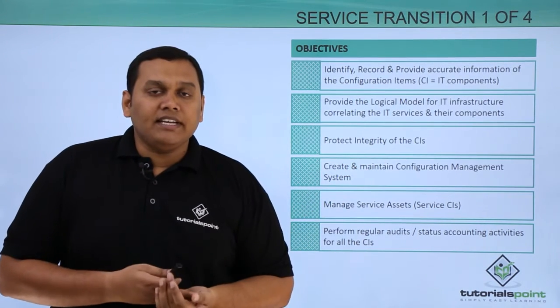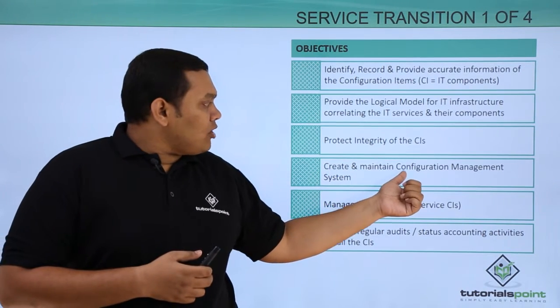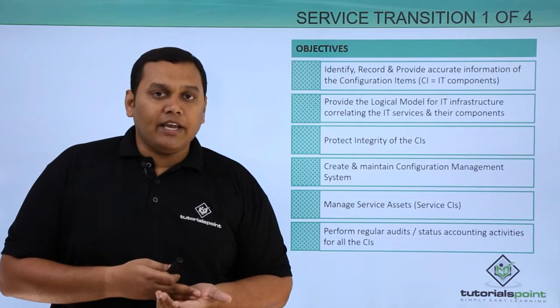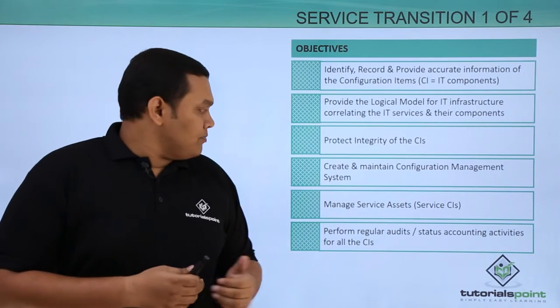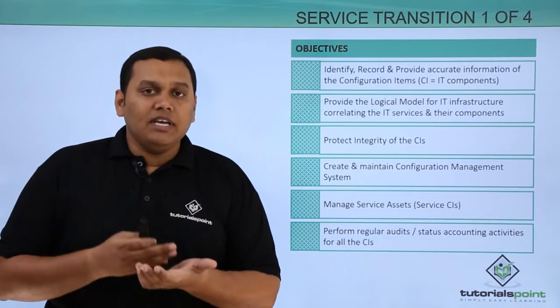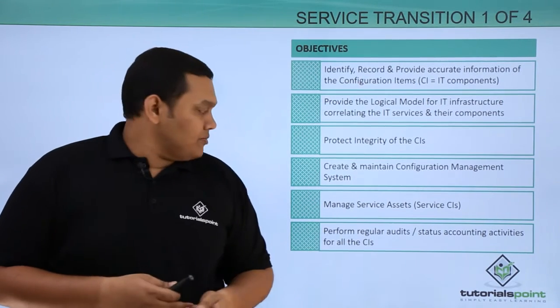Next, protect the integrity of the CIs. It protects the integrity based on the integration plans it has. Create and maintain a configuration items system. That means they create the services based on the CI components, as well as maintain the configuration management system. Manage service assets and service CIs. That means they manage the service assets as well as the service configuration items.